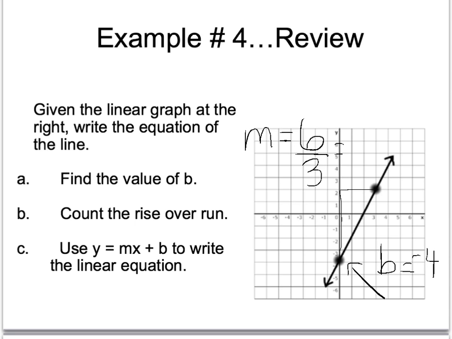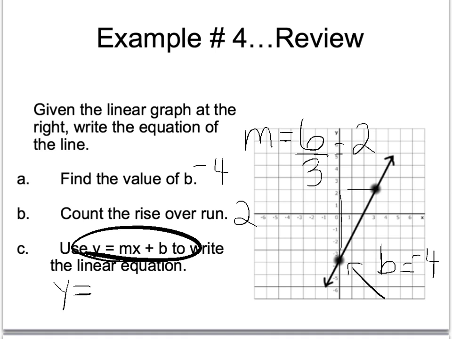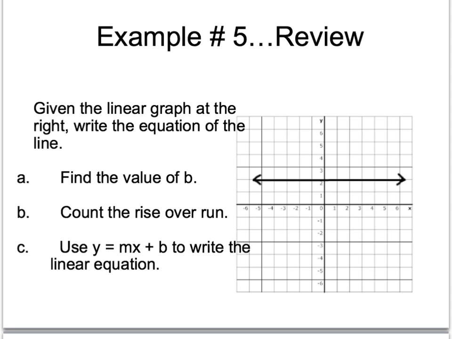And I really need to start reducing my slopes. And so 6 over 3 is the same as 2 over 1, or m equals 2. So I have the value of b as -4. I have the rise over run as a +2. Now I'm going to use y equals mx plus b and put y equals 2x plus a -4.